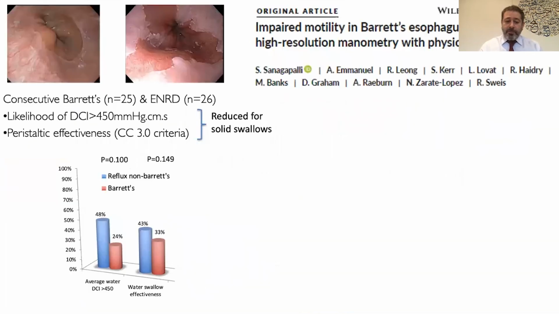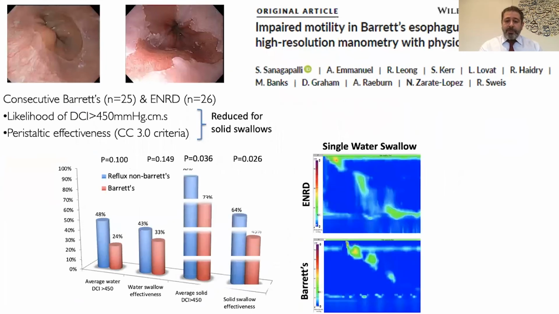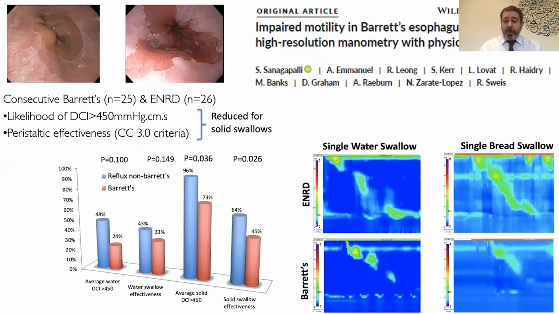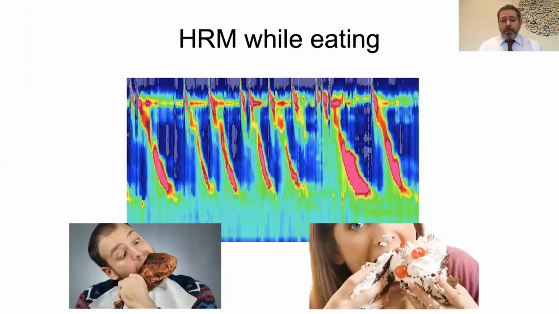Similarly, with Barrett's esophagus, when compared to endoscopy negative reflux disease, ineffective esophageal motility is not uncommon. However, peristaltic reserve is more likely to occur in patients with endoscopy negative reflux disease compared to patients with a long segment of Barrett's. We can also provide patients a solid meal.